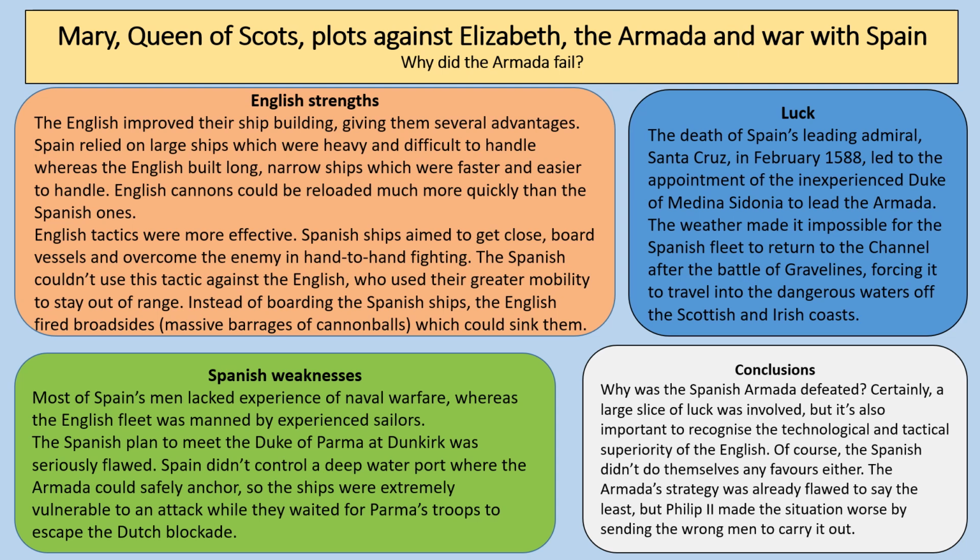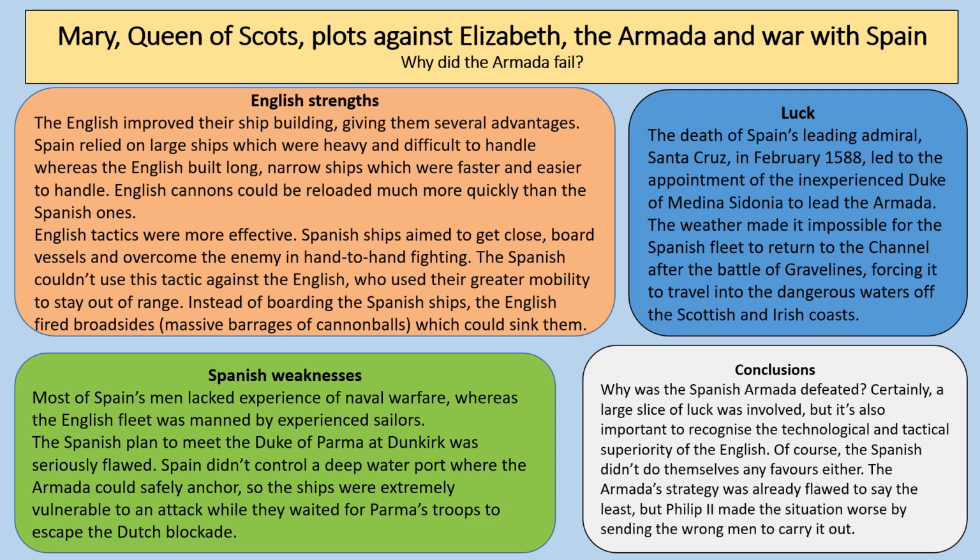The Spanish were weak as well. Most of Spain's men lacked experience of naval warfare, whereas the English fleet was manned by experienced sailors. The Spanish plan to meet the Duke of Parma at Dunkirk was seriously flawed. Spain didn't control a deep water port where the Armada could safely anchor, so the ships were extremely vulnerable to an attack while they waited for Parma's troops to escape the Dutch blockade.